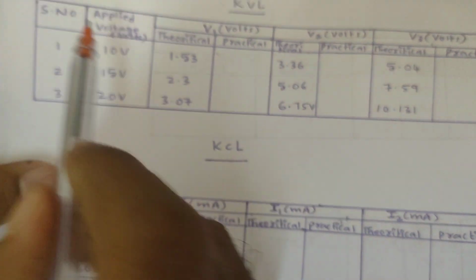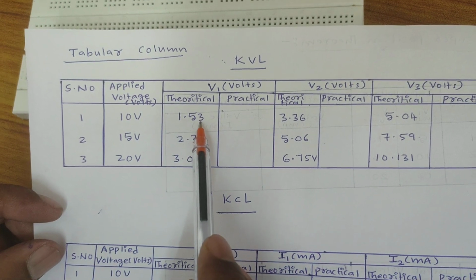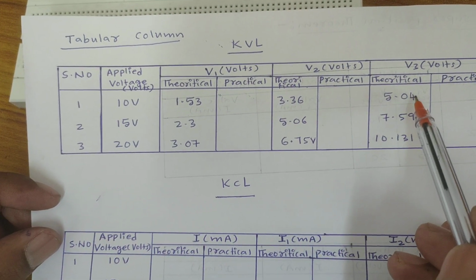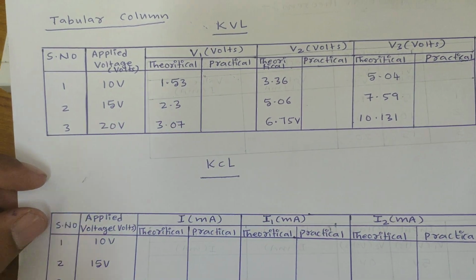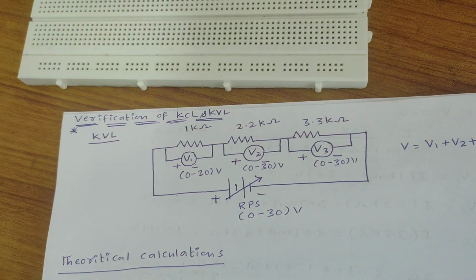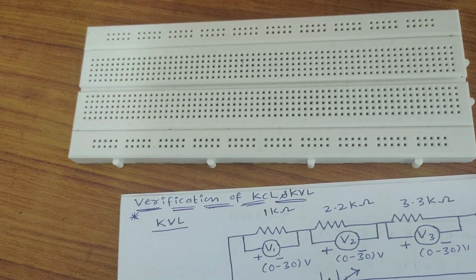Now see here, the theoretical calculations are already completed. For 10 volts, the V1 value is 1.53 volts, the V2 value is 3.36 volts and the V3 value is 5.04 volts. Similarly, for 15 volts and 20 volts, we have already calculated the theoretical values. Now we will connect the practical circuit diagram to verify the KVL experiment.